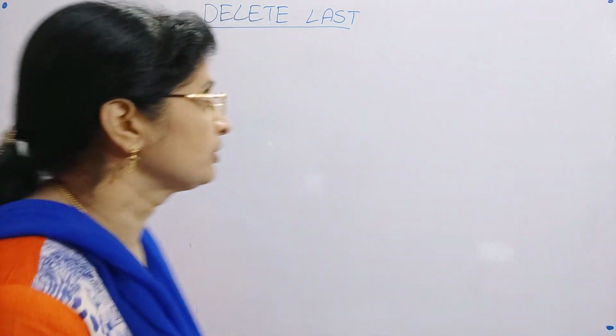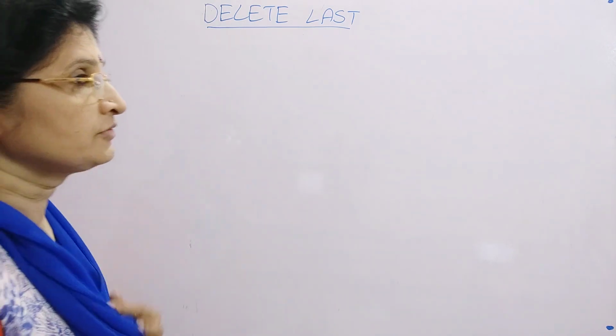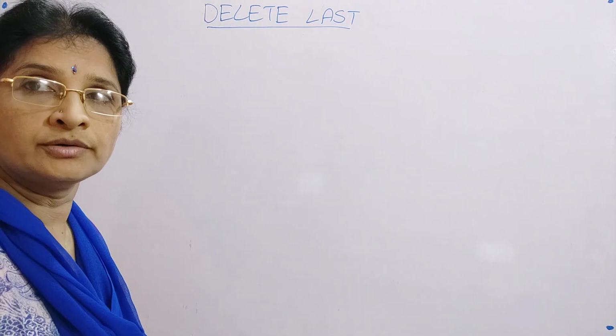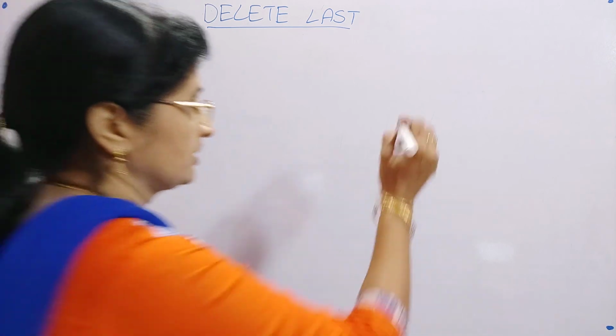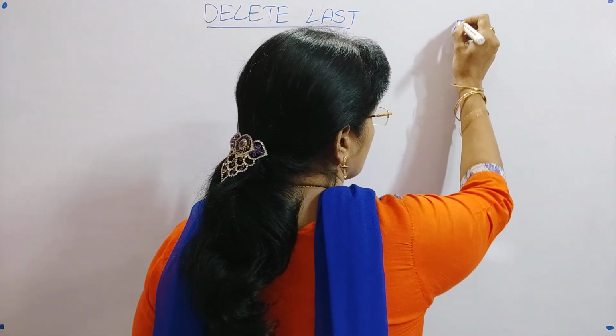In this session, I am going to explain how to delete an element that is available as the last node. So now we are going to perform deleting the last node. Before deleting the last node, first of all I will tell you the structure definition, that is the node definition.